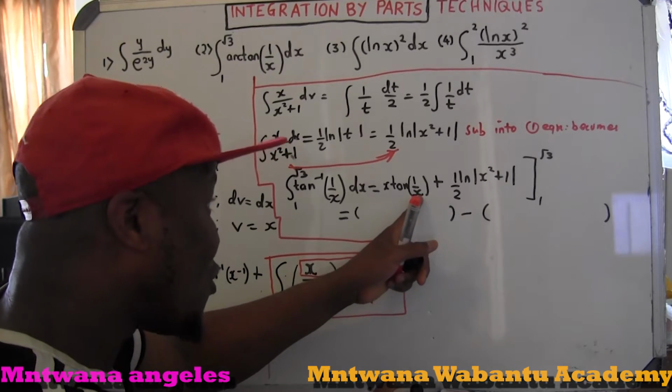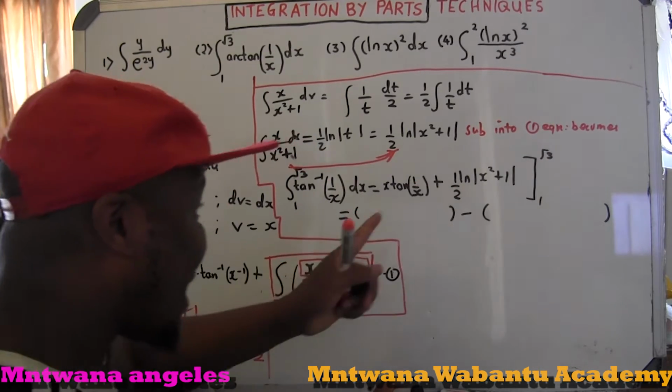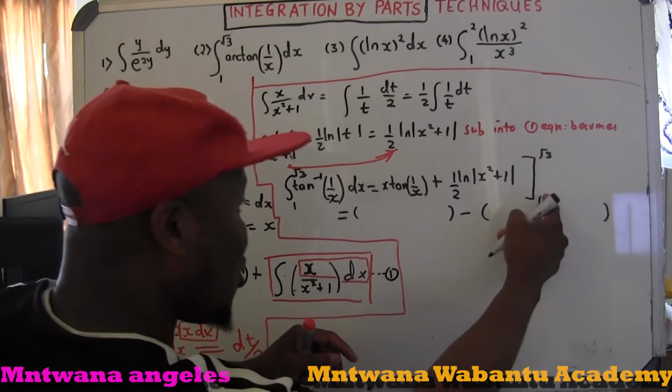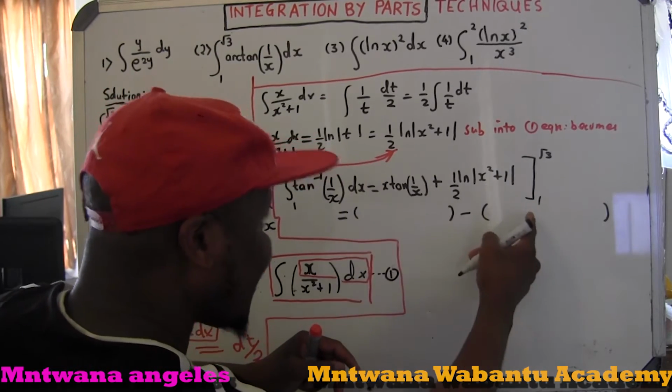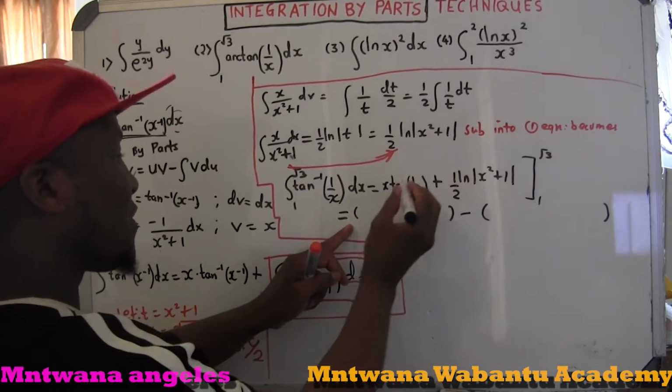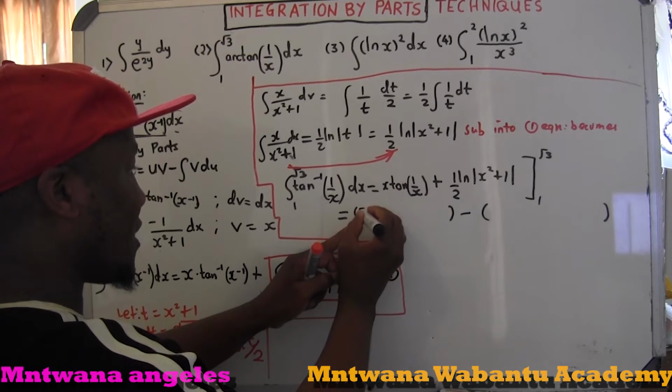Everywhere you see x, you put square root of 3. So this is the upper limit everywhere. And then you minus, you take the lower limit, you substitute everywhere there's an x. So now let's go. Square root of 3 is going to substitute here. It's going to be square root of 3.